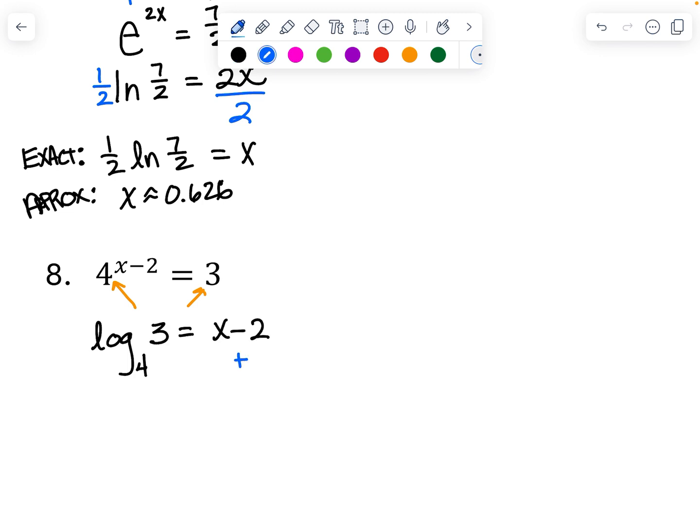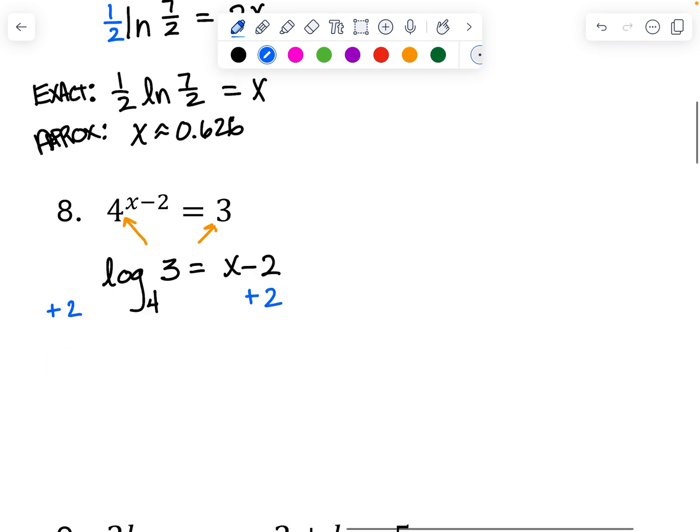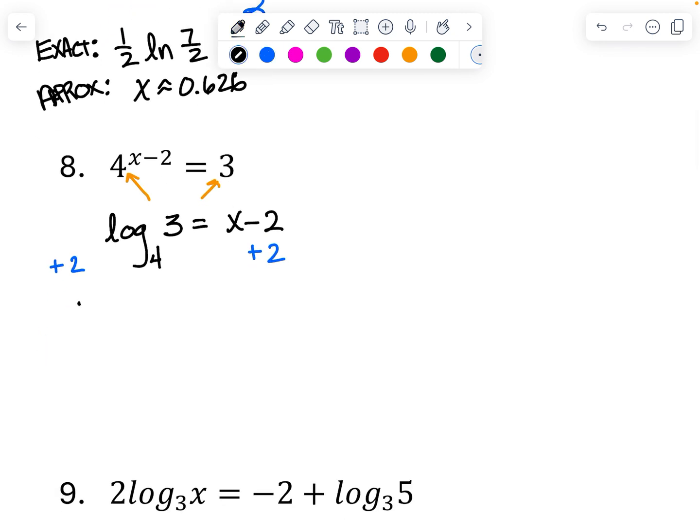Then I'm going to add 2 to both sides. And that's going to give me 2 plus log base 4 of 3 equals x. That's the exact answer, friends. When you're asked for the exact answer, that's the exact answer.